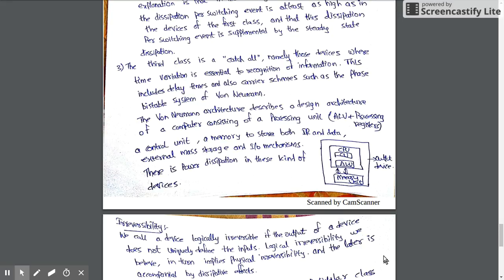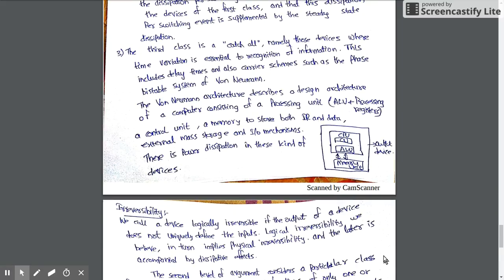This includes delay lines and also carrier schemes, such as the phase bistable system of von Neumann. The von Neumann architecture describes a design architecture of a computer consisting of a processing unit (ALU) plus processing registers, a control unit, a memory to store both instructions and data, external mass storage, and I/O mechanisms. There is power dissipation in this kind of device.